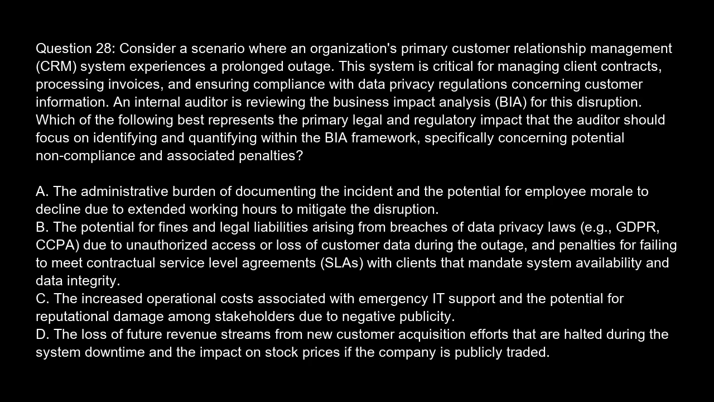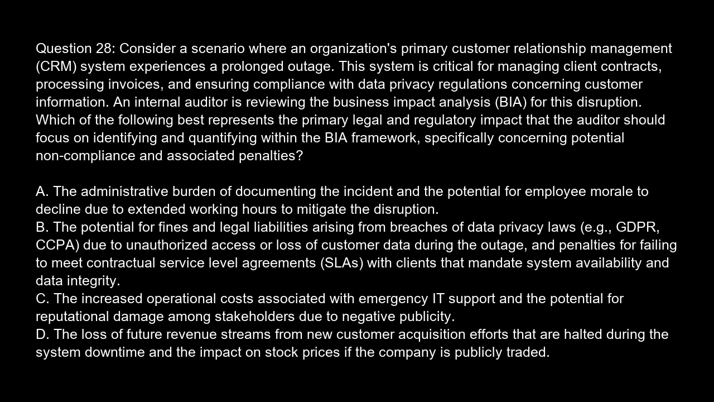Consider a scenario where an organization's primary customer relationship management (CRM) system experiences a prolonged outage. This system is critical for managing client contracts, processing invoices, and ensuring compliance with data privacy regulations concerning customer information. An internal auditor is reviewing the business impact analysis (BIA) for this disruption. Which of the following best represents the primary legal and regulatory impact that the auditor should focus on identifying and quantifying within the BIA framework, specifically concerning potential noncompliance and associated penalties?